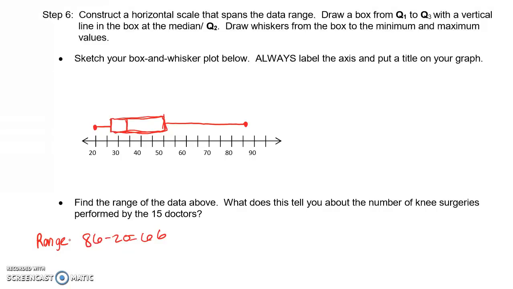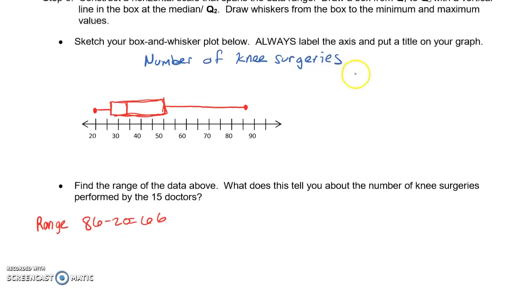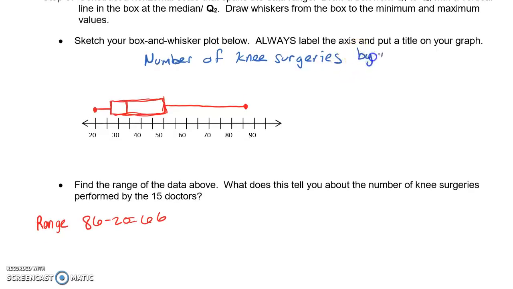And what it's saying is that there are 66 is the variation in the number of surgeries, or it's the spread, because we didn't put a title on this, which we should have. It's the number of knee surgeries performed by 15 doctors.